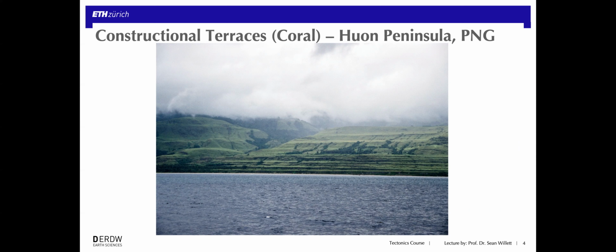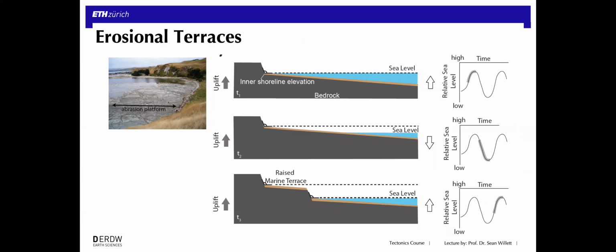For example, here you can see a flight of terraces. Each one of these horizontal lines is a coral terrace. The fact that these are now found above sea level is evidence that this is a region that's tectonically active and uplifting these coral reefs. Erosional terraces are much the same.